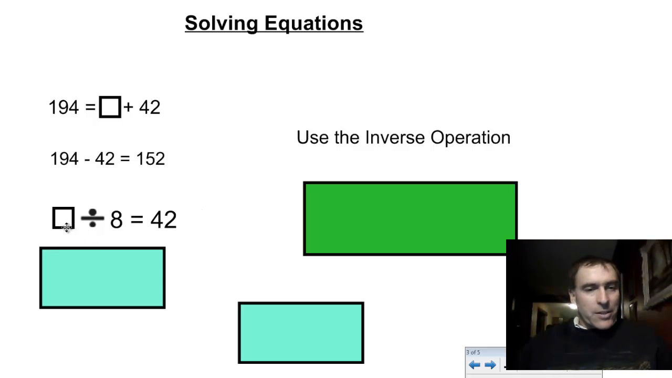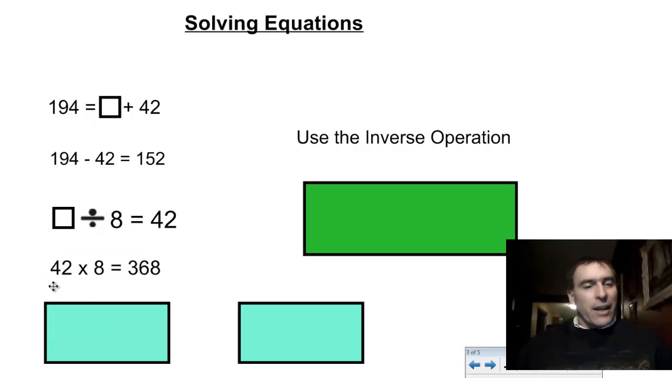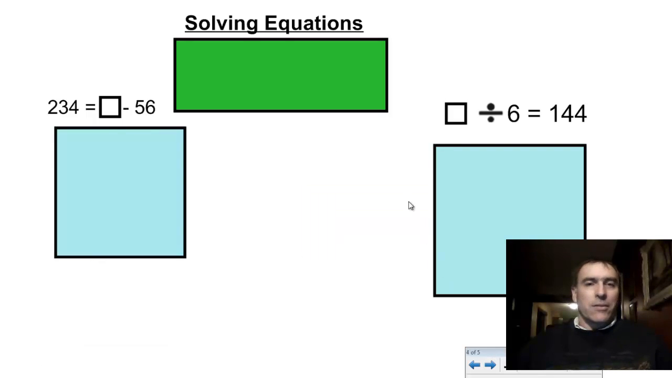Let's look at another example. Something divided by 8 equals 42. What you could do is multiply 8 times 42 to get the answer. That's what we can do to find out the answer, which is actually 368. Let's look at one more problem-solving strategy that we can use.